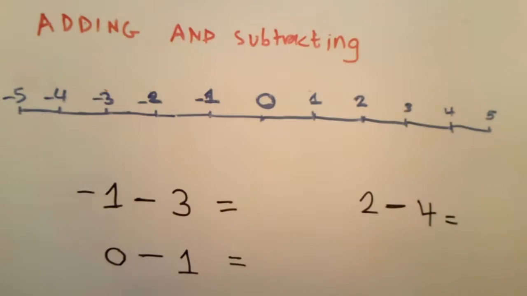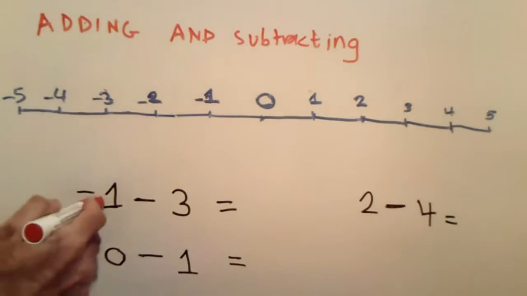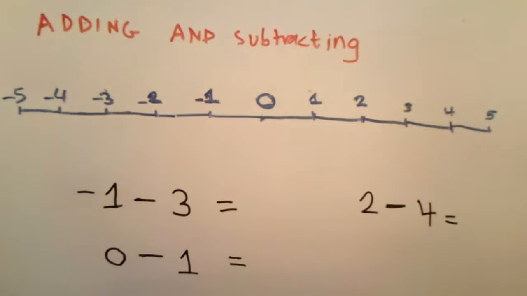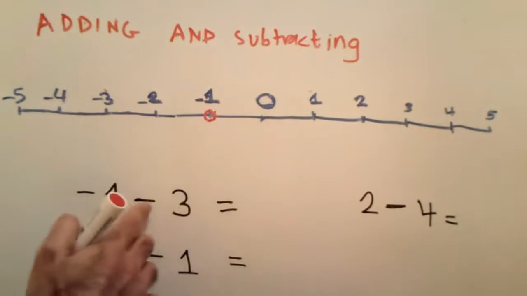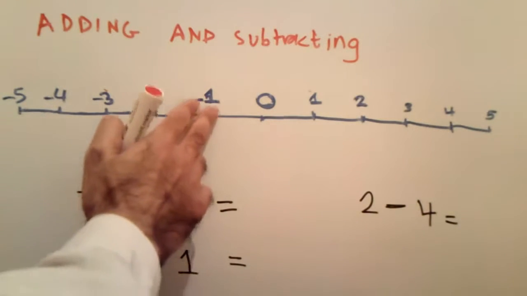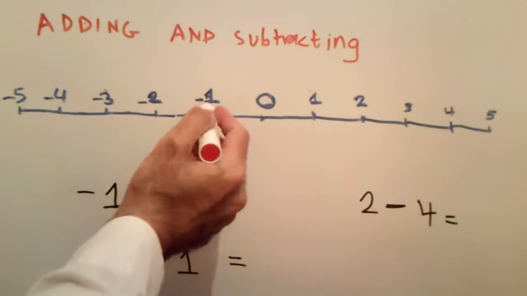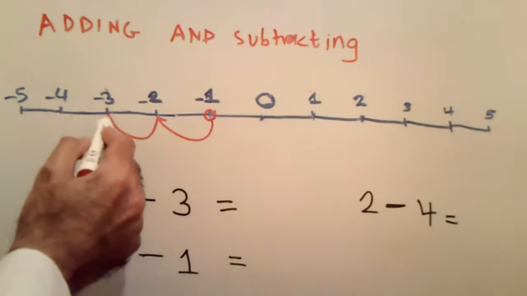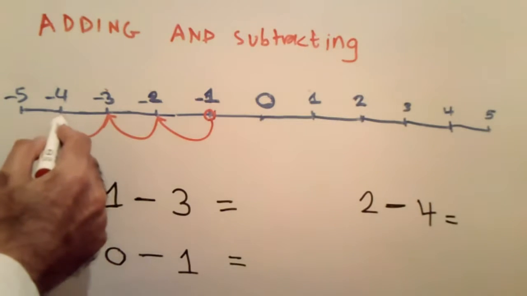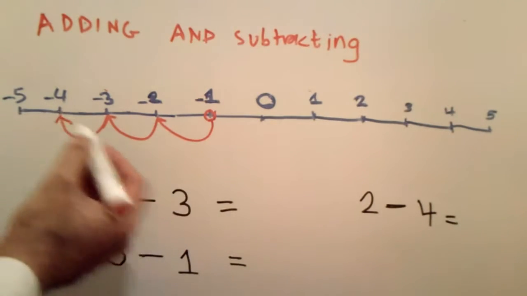Okay, here's some more questions. How would we do negative 1 minus 3? So negative 1 is here, so minus 3 means we're going to our left, so it's 1, 2, 3, so it's minus 4.